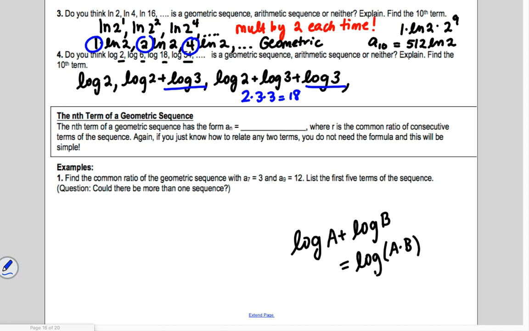So is this one arithmetic or geometric? Arithmetic. Right, so it's arithmetic because we're gaining a d of log of 3. So if I was finding the 10th term, I would start with my first term, which is log of 2, and I would add on 9 of those common differences. What do you think when I say 9 of the log of 3's? Do you guys remember how we were talking about that? Log 3 to the 9th, like that.